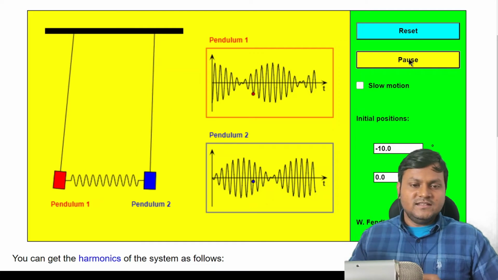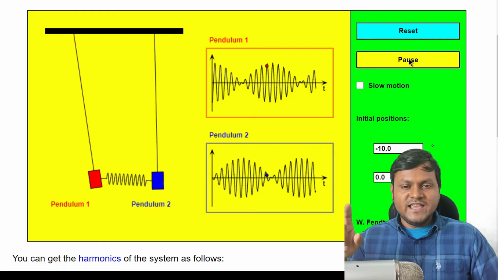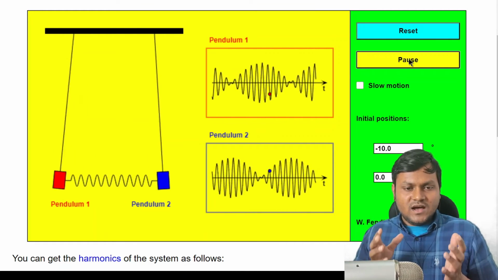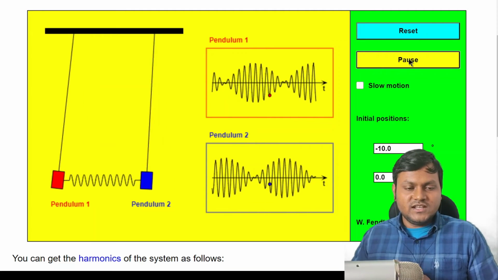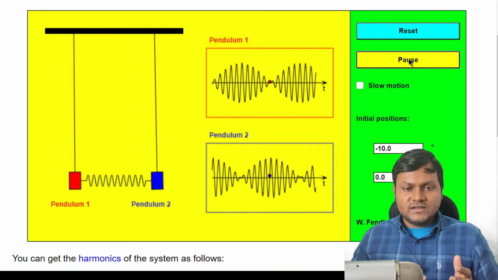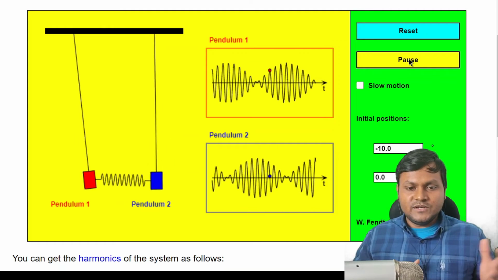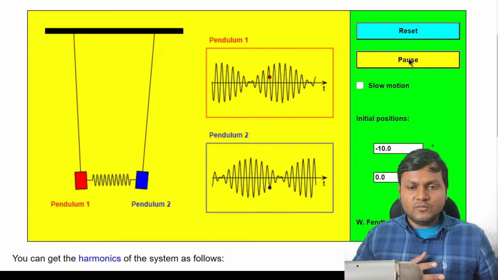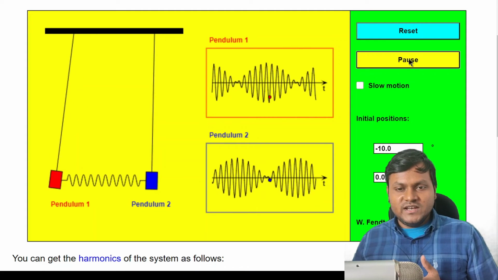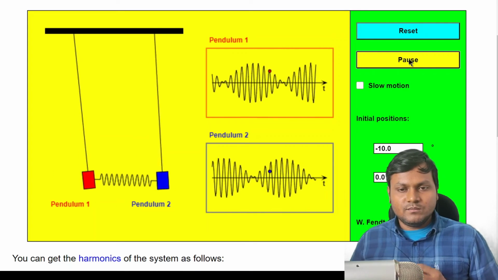And then again, the amplitude of the second pendulum decreases and the amplitude of the first pendulum keeps on increasing. So what is happening is that both the pendulums are exchanging energy. Initially the first pendulum is oscillating and it loses energy, and the second pendulum gains that energy and starts oscillating and its amplitude increases. After some time, the second pendulum loses energy and the first pendulum gains its energy and it keeps on oscillating with increasing amplitude.